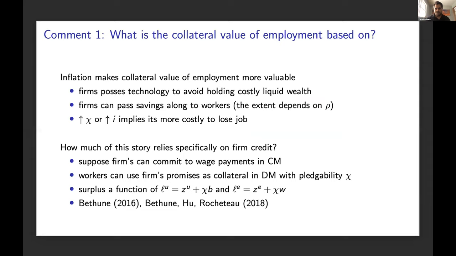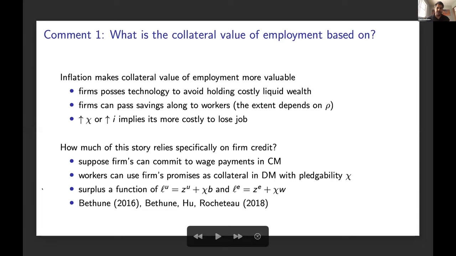How much firms have to pass along those savings to workers depends on the extent to which the firm has bargaining power in the labor market. If the firm has a lot of bargaining power, they don't have to pass on much of those savings to workers, and that weakens your effect, and vice versa. If that's the way we think about the model, then it's not clear to me how much of this really depends on the firm's access to credit, or on the difference in access to credit between the employed and the unemployed. They're going to give you really similar mechanisms, really similar stories at the end of the day.